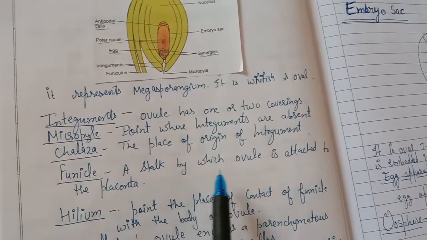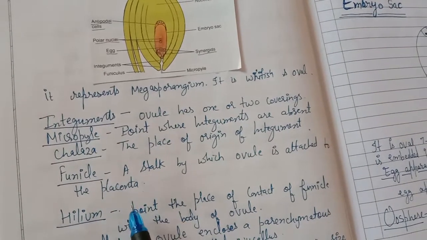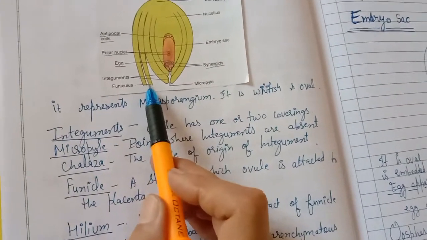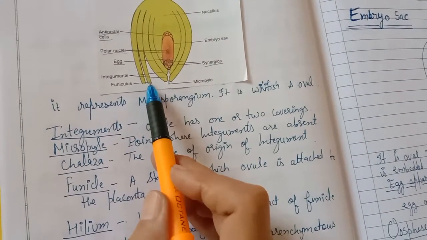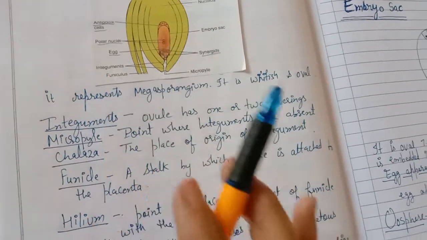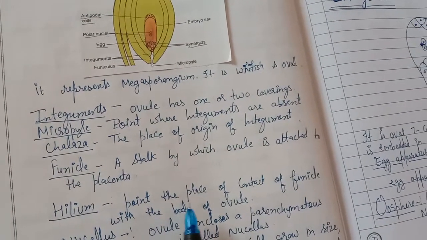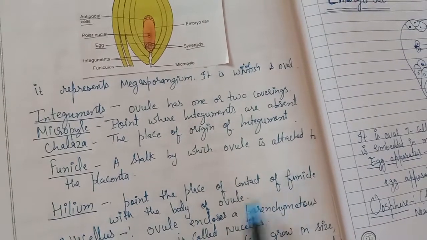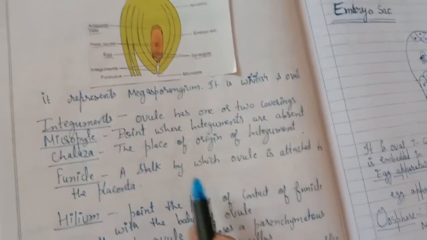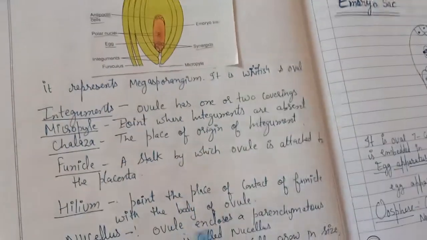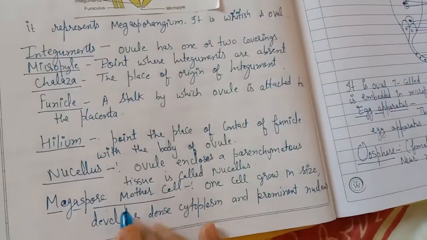Funicle: a stalk by which the ovule is attached to the placenta. This is the stalk shown here. With this stalk, the ovule is attached to the placenta. Hilum is the place of contact of the funicle with the body of the ovule. The point where the funicle meets the body of the ovule is called the hilum.